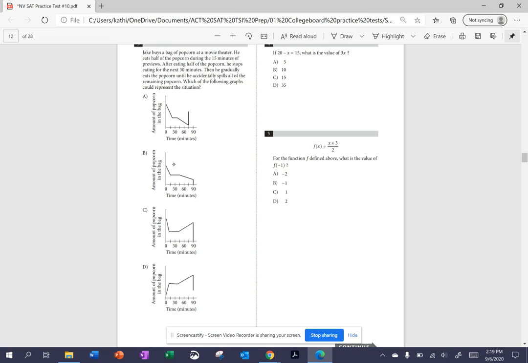So here I'm eating. I stop eating. I'm eating again. And then I have nothing left because I dropped it on the floor.